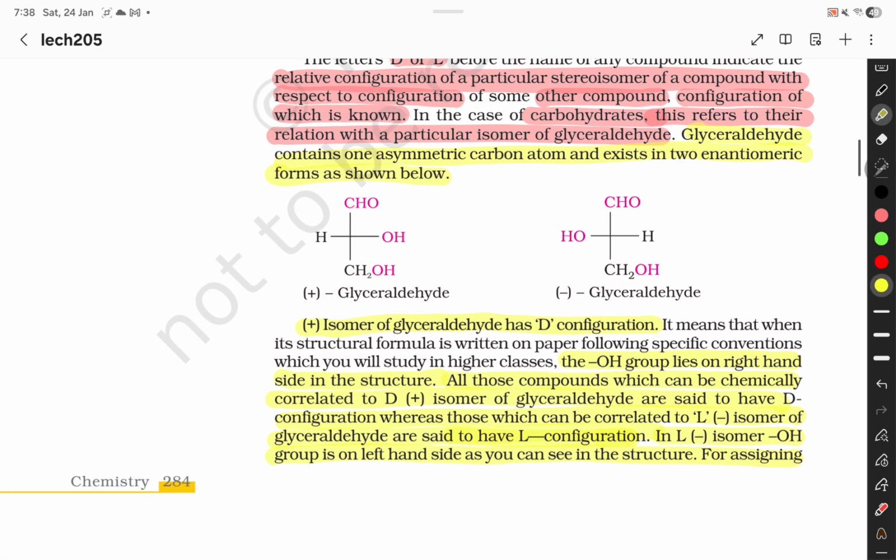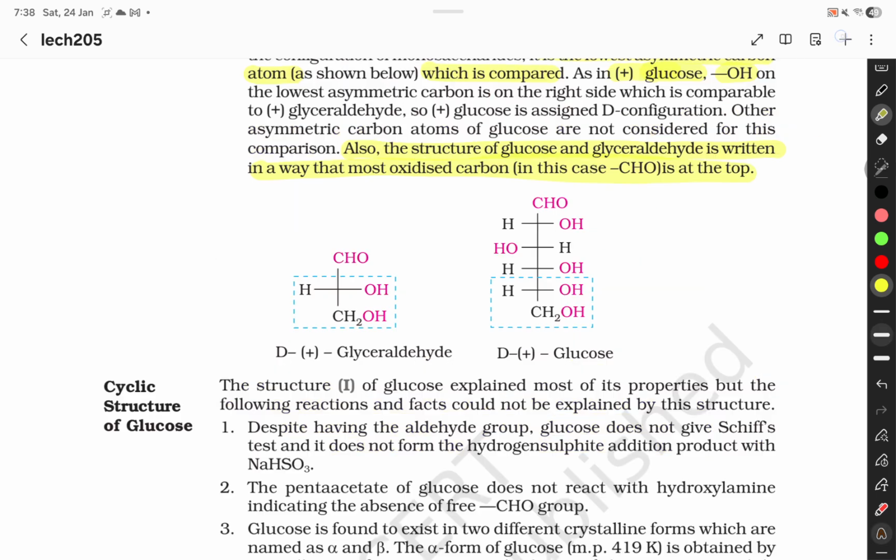They're just talking about D configuration, and they're confusing us. Don't look at this. It'll make you think that OH on the left side is the minus sign. It's not. Plus and minus talk about the optical rotation of the system. But here this is D because it's the right side of the OH group, and this is L because it is the left side of the OH group.